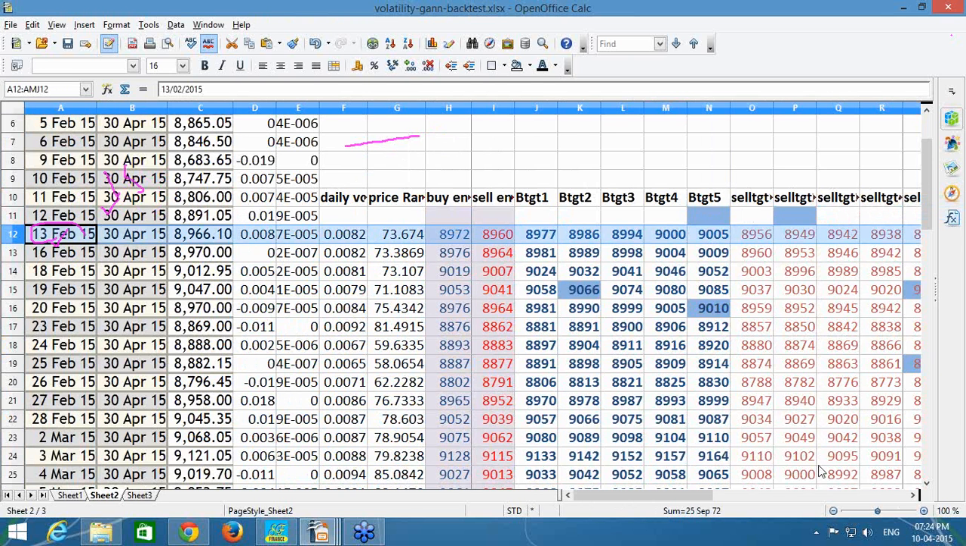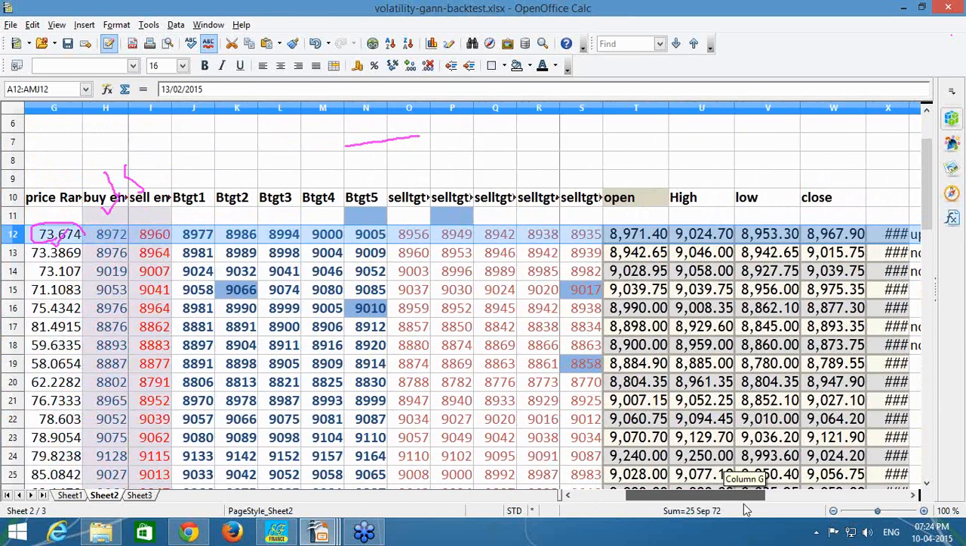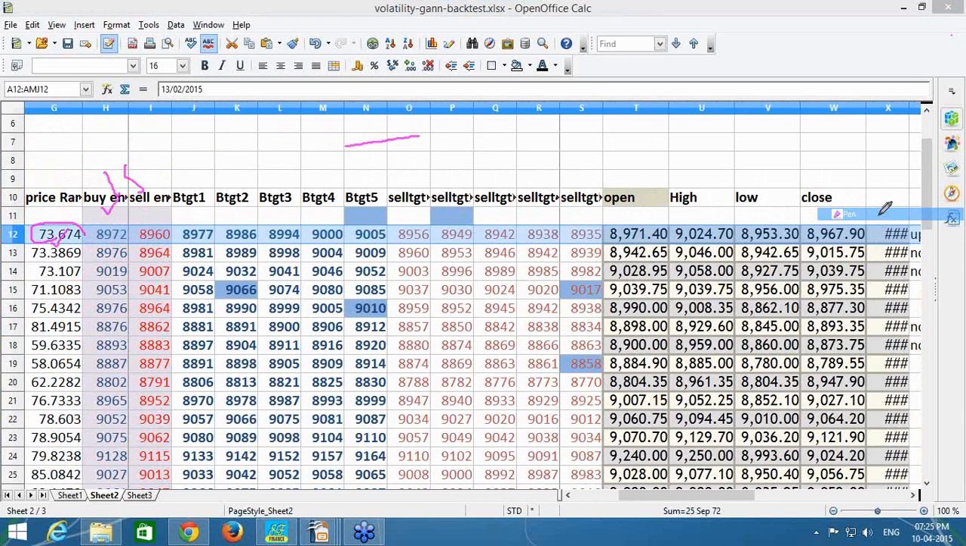So if I have earlier data also, I can do it. For whatever I have taken for this backtesting, I have taken it from here. So fine, this is the buy entry. You have opened at 71.4. You have gone to a high of 9024, low 53, closed at 67. This has happened during the day.